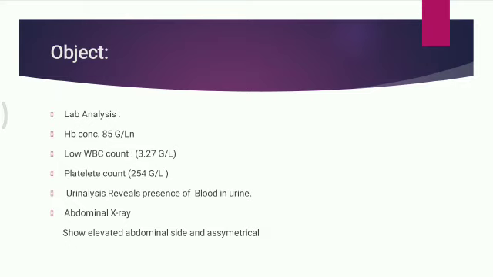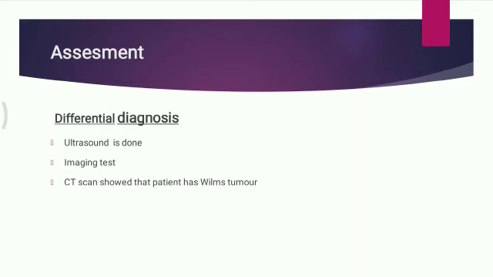Objective: lab results showed decreased concentration of Hb, that is 85 gram per liter, and low WBC count, that is 3.27. Platelet count was normal. Urinalysis reveals presence of blood in urine. Abdominal X-ray showed elevated abdominal side and asymmetry. Differential diagnosis: ultrasound, imaging test, and CT scan showed that the patient has Wilms tumor.